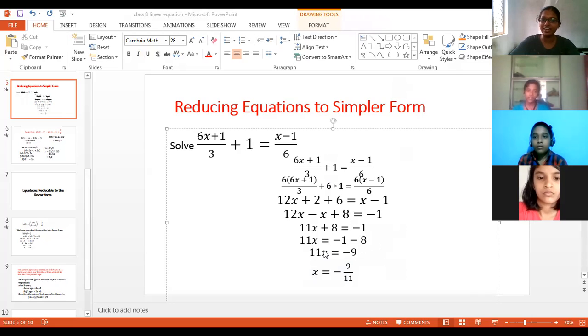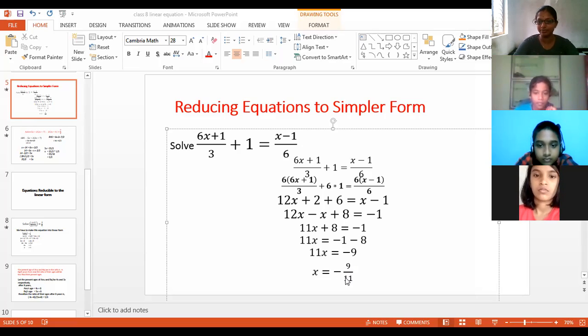So we get 11x is equal to minus 9. Then what is the value of x? We have the 11 multiplied here, and we are moving this multiplied 11 to our RHS. Then it becomes division. That is x is equal to minus 9 by 11. So the solution of our equation is x is equal to minus 9 by 11.